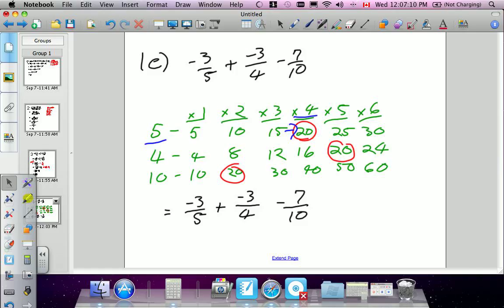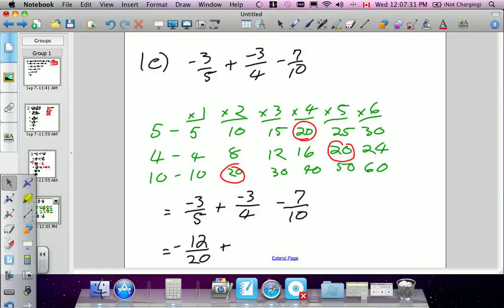So I take 5 times 4, and because I did that to the bottom, I have to do it to the top also. So, I get 20 on the bottom, and what is negative 3 times 4? Negative 12. So there's our first fraction. It's still technically the same fraction, just has a different denominator. Do the same thing for each other one.